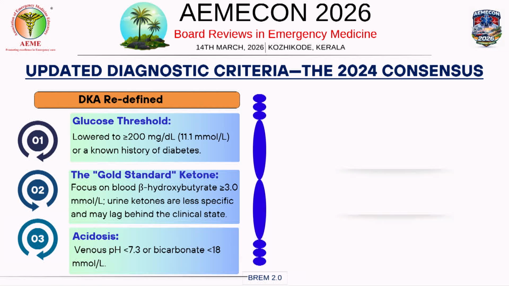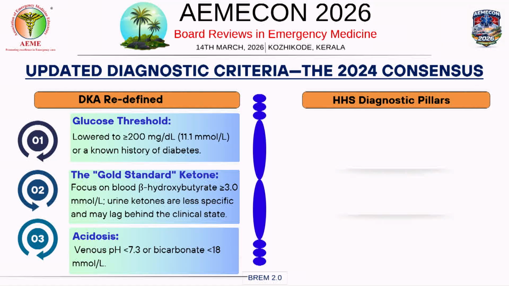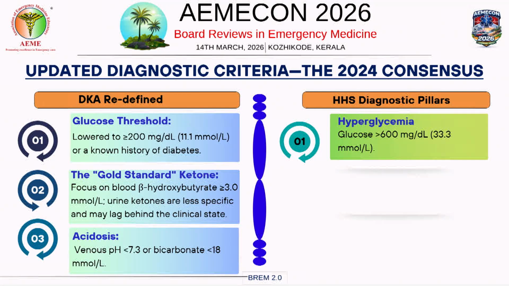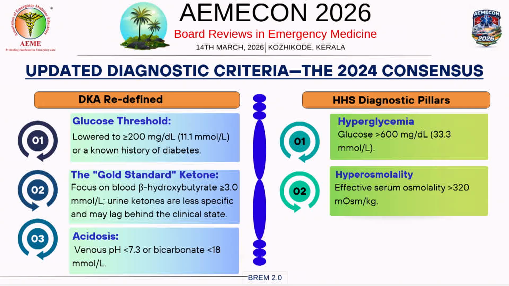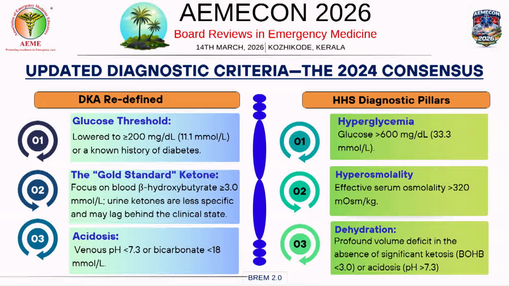So that is DKA. Now coming to HHS, the diagnostic pillars, again 3 things: hyperglycemia of more than 600, hyperosmolality, where the effective serum osmolality is more than 320 milliosmol per kilogram, and there is profound dehydration in the patient without significant ketosis or acidosis. The pH is more than 7.3 and the beta hydroxybutyrate level is less than 3 millimole per liter. So that is how we diagnose HHS. But as we have discussed earlier, around 27% or 30% of the patients are going to present to you in a mixed state of DKA plus HHS.